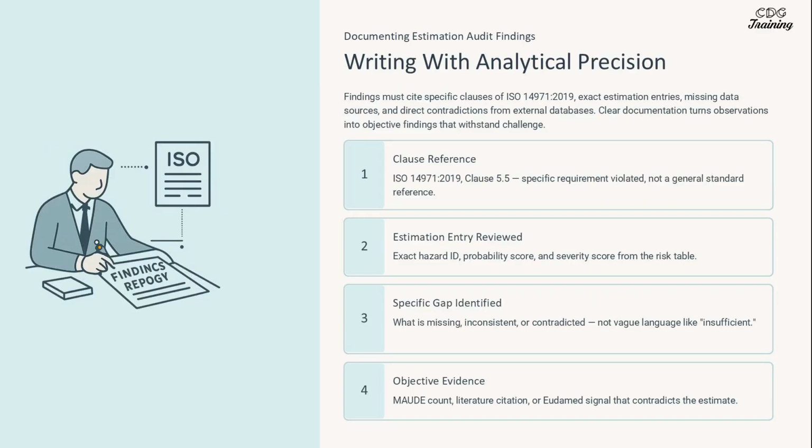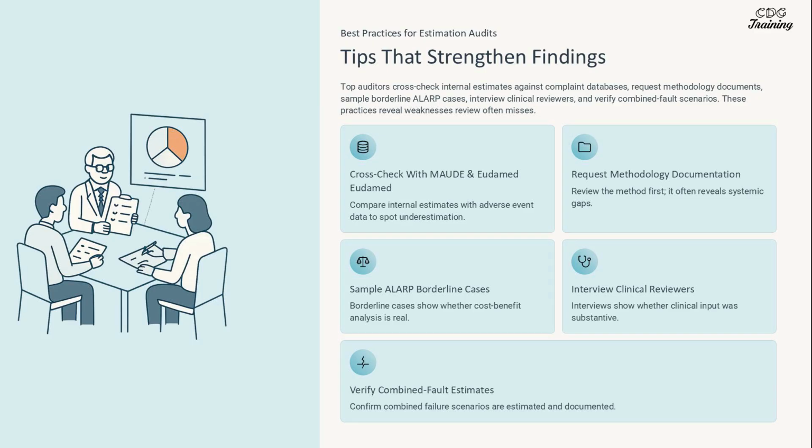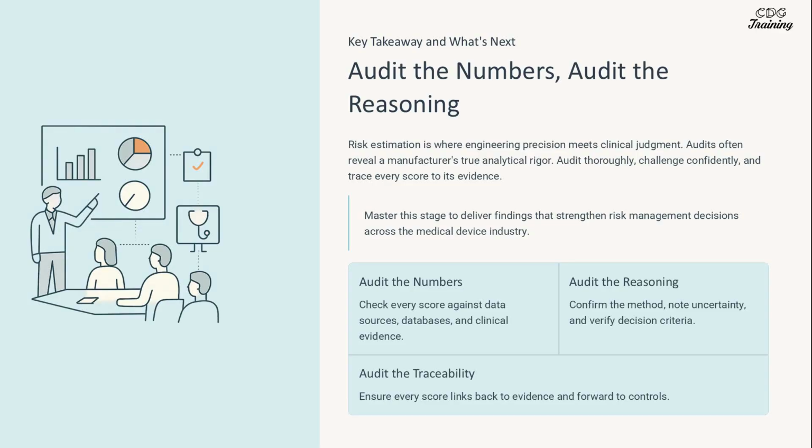Audit findings must meet specific clauses of ISO 14971-2019. Clear documentation turns observations into evidence, strengthening the audit's challenge. Top auditors cross-check internal estimates against compliant databases and request methodology documents. These practices reveal weaknesses and strengthen audit findings. Risk estimation is where engineering meets clinical judgment. Audits often reveal a manufacturer's true analytical rigor. Mastering this stage is vital for strengthening risk management decisions.